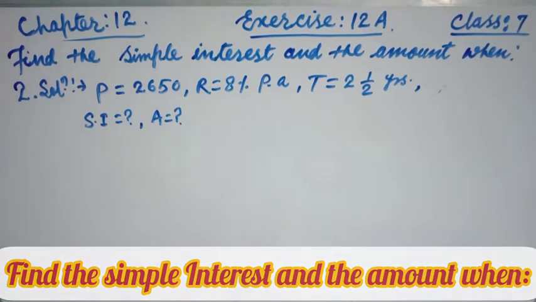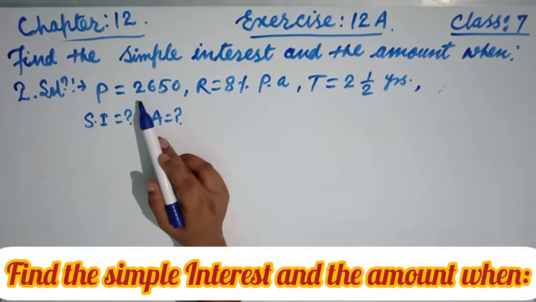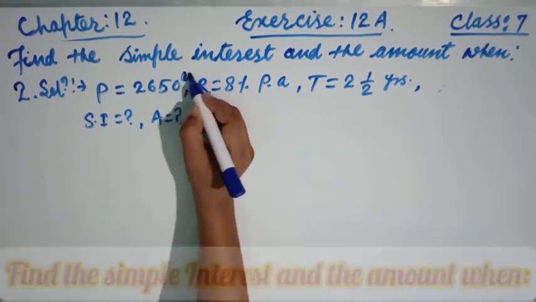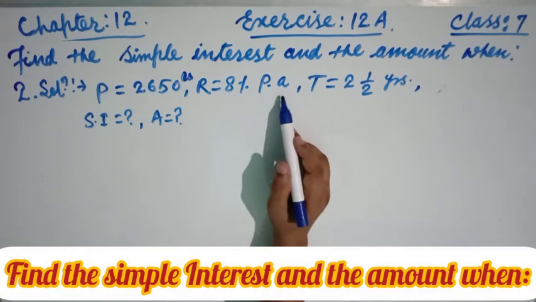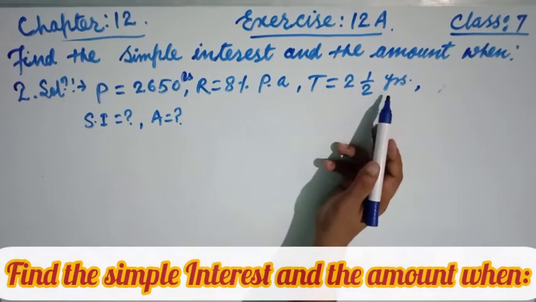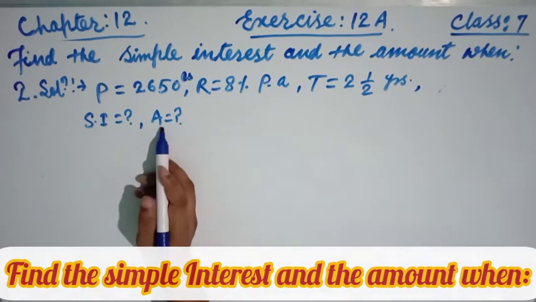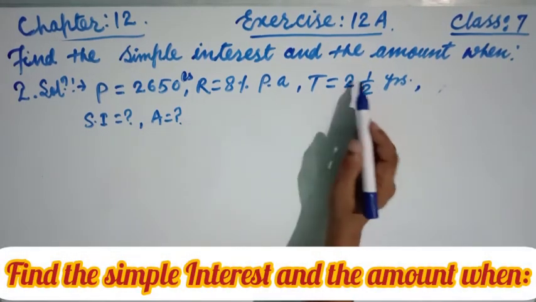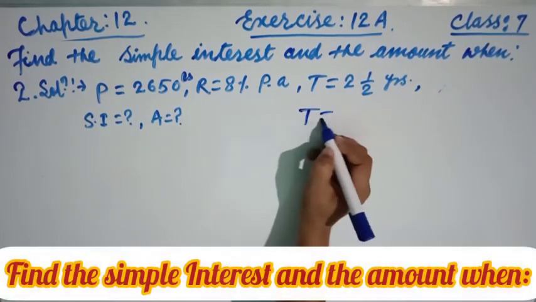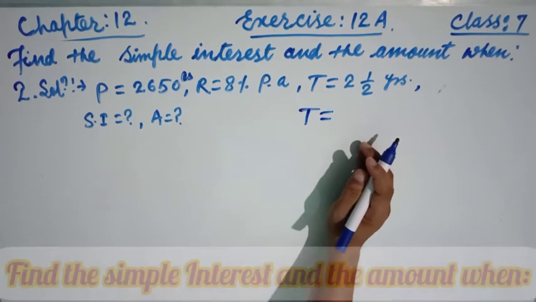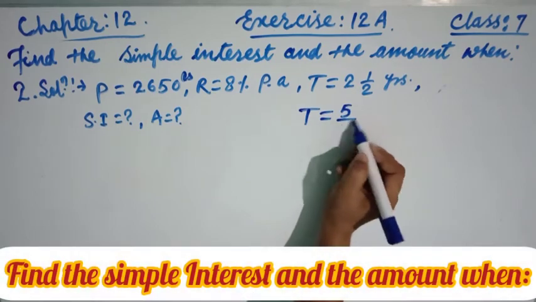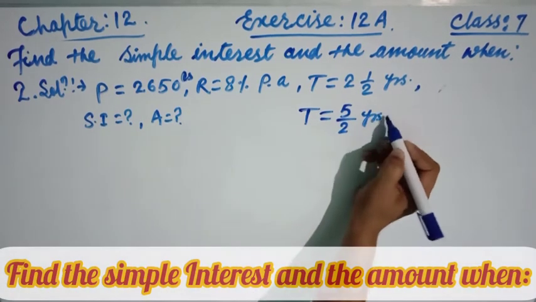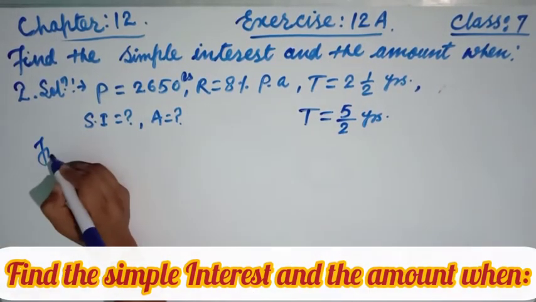Now see friends, question number 2 is given. The given principal is equal to 2,650 rupees. R is equal to 8% rate per annum, means per year. T is equal to 2.5 years, and we have to find the SI and A. Now first, friends, we have to change this mixed fraction into an improper fraction. This is 2 multiplied by 2, 4, 4 plus 1, this is 5 by 2 years. Now we can proceed from the formula.